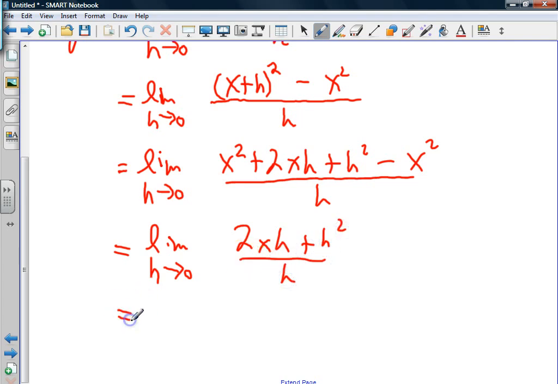All right, now what's nice about that? Again, it's still not a plug-in limit, but what's nice about it? Factor out the h as a common factor in the numerator. Well, since then it's multiplying, it'll be canceled by this h that's dividing. Let's show that step.